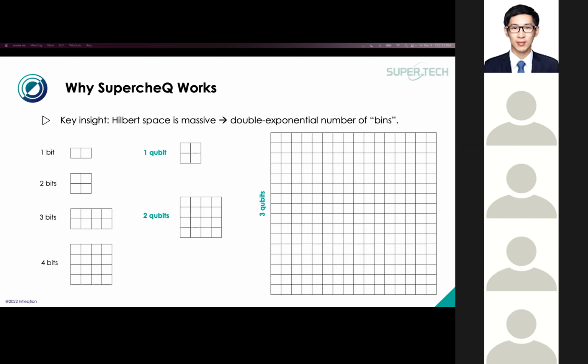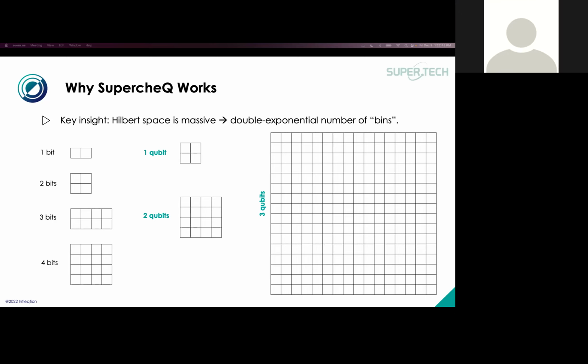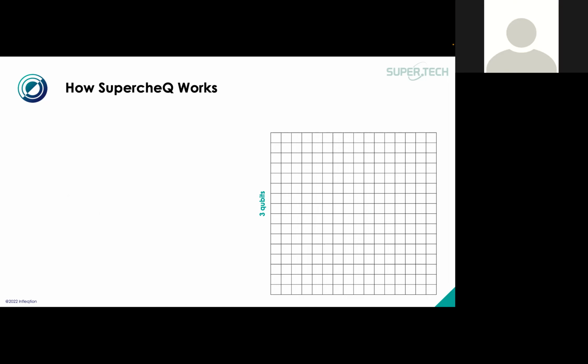Okay, yeah. So I was just explaining that there's this double exponential number of bins intuitively. And you've seen things like this before where you see the scaling of state vectors, but usually there's some catch where the actual quantum algorithm doesn't preserve this exponentiality, but here it does. And so that's why it works. Now I'm going to talk about how it works.